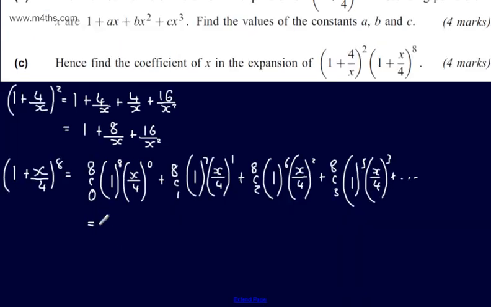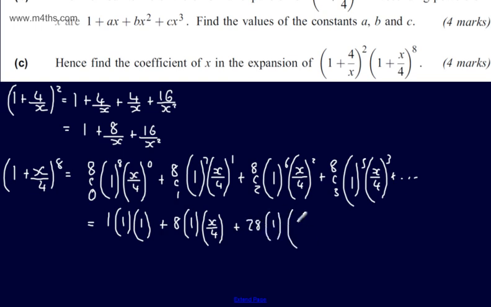So if I write this out, 8c0 is 1, so I'll have 1 times by 1 times by x over 4 to the 0, which is just 1. 8c1 is 8, so we'll have 8 times by 1 times by x over 4. 8c2 is going to give me 28, so it'll be 28 times by 1 times by x squared over 4 squared, which is 16. 8c3 is going to give me 56, 56 times by 1 times by x cubed over 4 cubed, which is going to give me 64. So plus ... and then we can tidy this up.